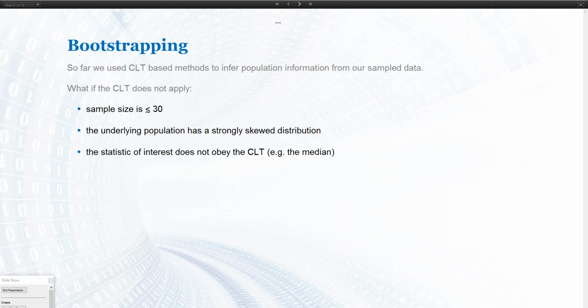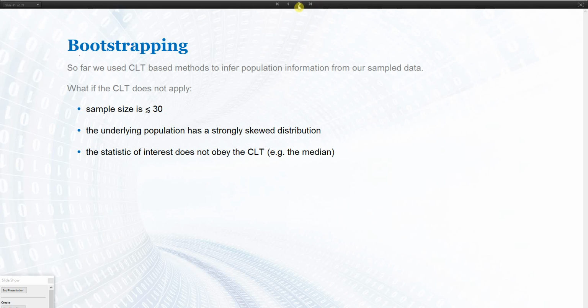Maybe the population is very, very asymmetric. Maybe it's a power law. Yeah, then 30 is way too small. Or the statistic that we are testing does not obey the central limit theorem. For example, the median of a distribution does not obey the central limit theorem.